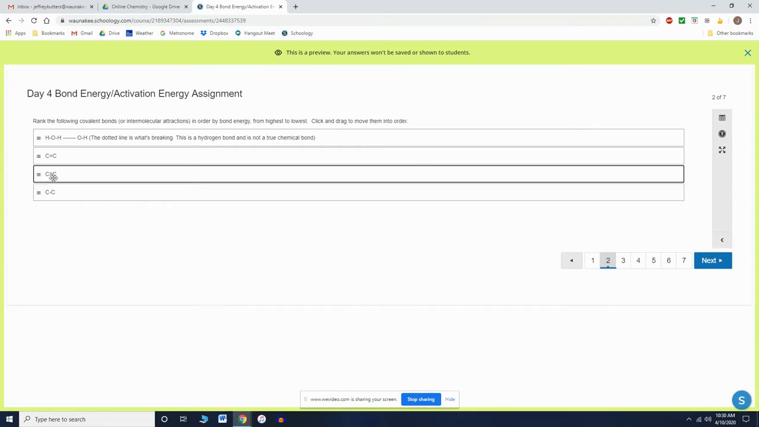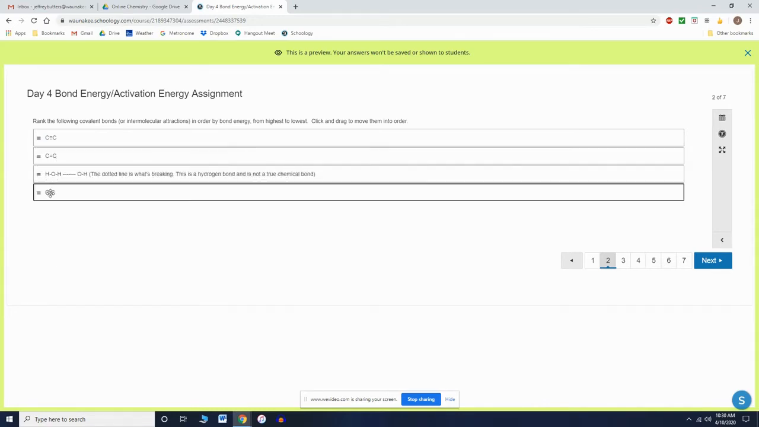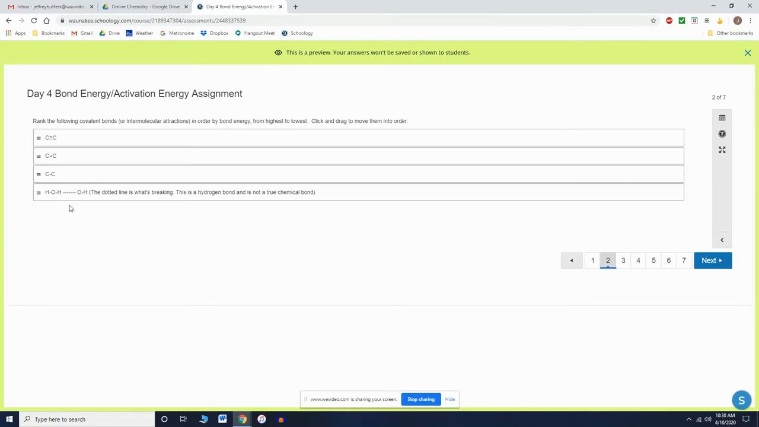The strongest bonds are going to be triple bonds, followed by double bonds, and then lastly, single bonds. What's represented with this final option is an intermolecular attraction. The dotted line is representing a hydrogen bond. We learned about hydrogen bonds in our previous unit. There is an attraction between the partially positive hydrogen of one molecule and the partially negative oxygen of another. These are much weaker attractions than the attractions with actual covalent bonds.